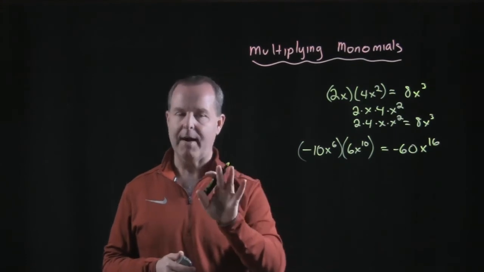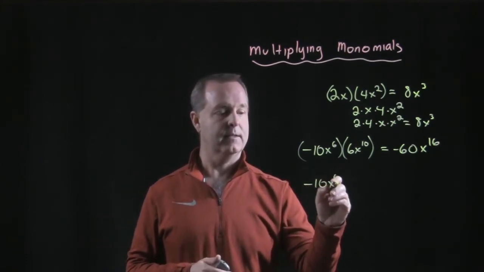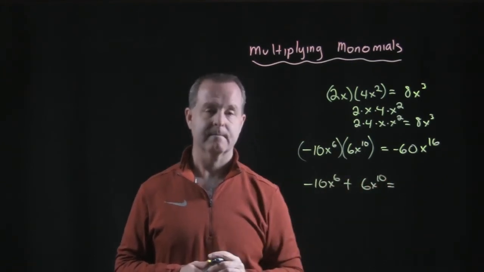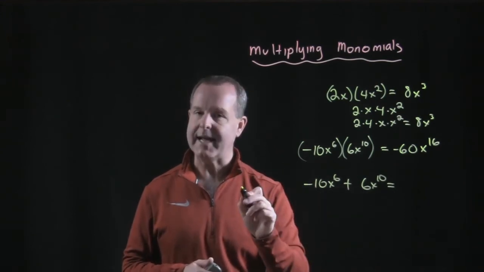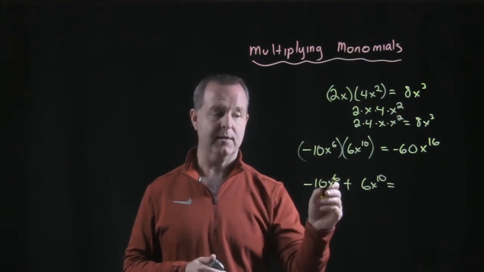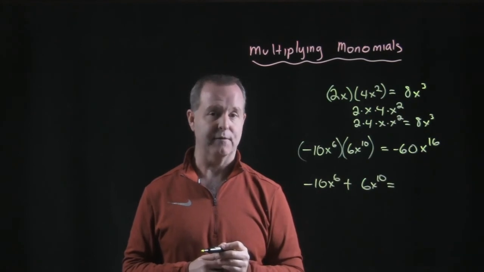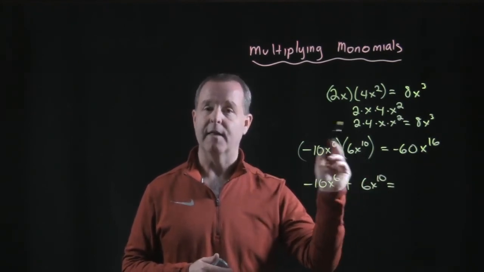And again, as I mentioned at the beginning, what if we had negative 10x to the 6th plus 6x to the 10th? That's an addition problem. Can we do anything with this? We can't, because in addition, we have to have like terms. x to the 6th and x to the 10th are unlike terms, so this cannot be simplified any further. But if we were to multiply those two terms, yes, then we can.